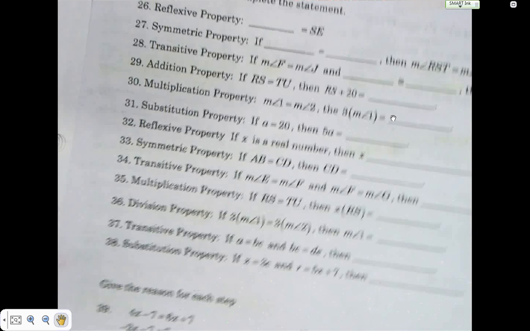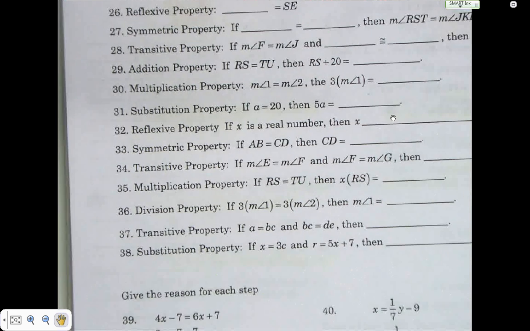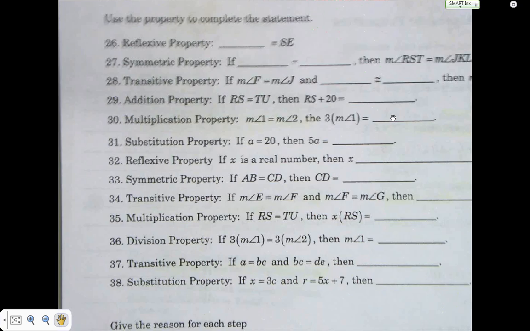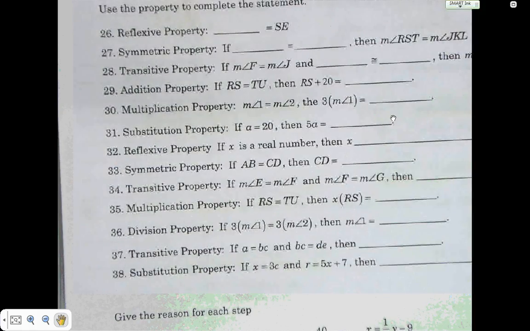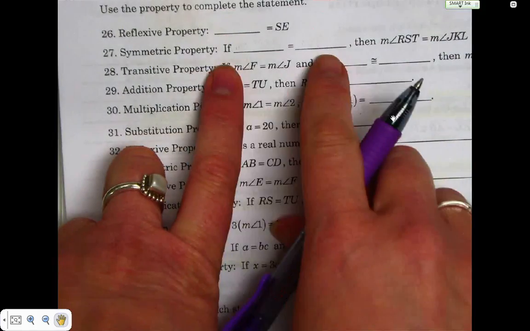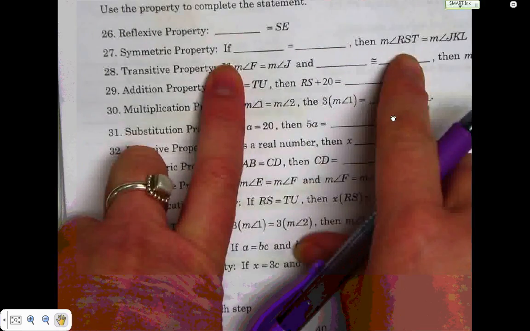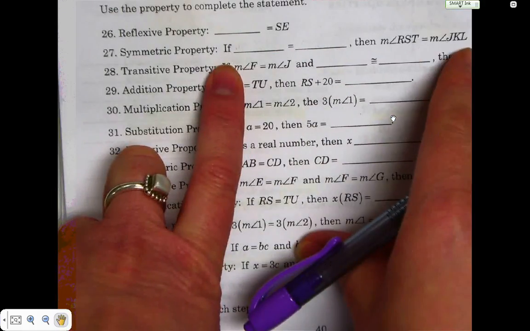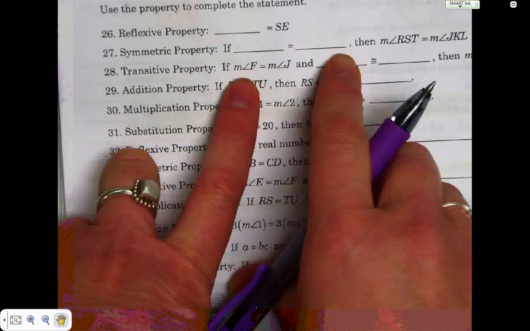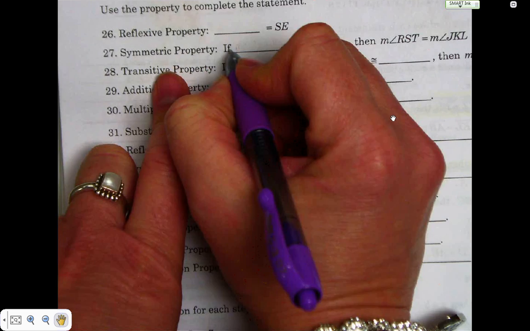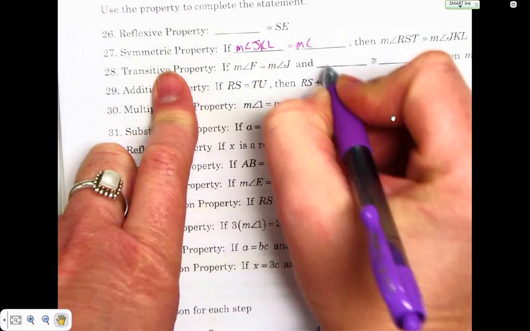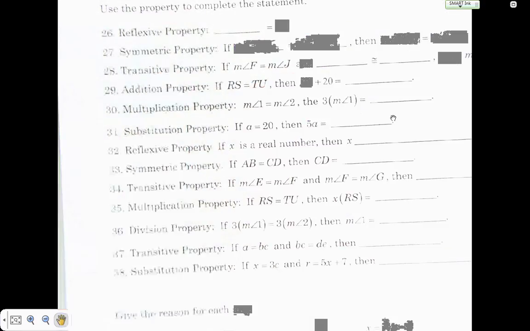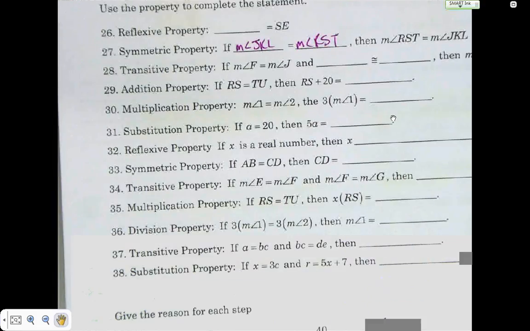Now when you flip it over, the next few problems, it's telling you what property to use. You're not identifying the property. They're saying, okay, I want you to use, let's look at number 27. I want you to use the symmetric property. So it says if blank equals blank, then the measure of angle RST equals the measure of angle JKL. What goes in my if blank equals blank? If the measure of angle JKL equals the measure of angle RST, then the measure of RST equals JKL. You might want to go back and reread it and make sure that the property makes sense.